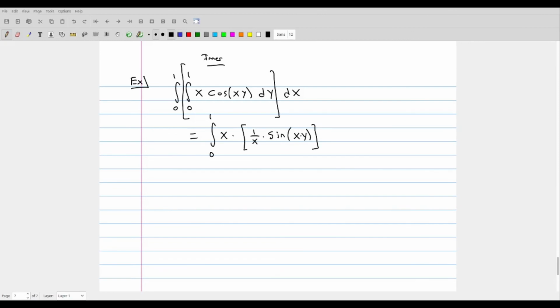This is the antiderivative of the function cosine of xy with respect to y. Because if you take the derivative of this expression with respect to y, you're going to get this cosine of x times y here. So we have to evaluate this from 0 to 1. The x times 1 over x becomes 1, so that cancels out. And when we plug in our y bounds here, this is going to become sine of x times 1 minus sine of x times 0, which is sine of 0, or 0.